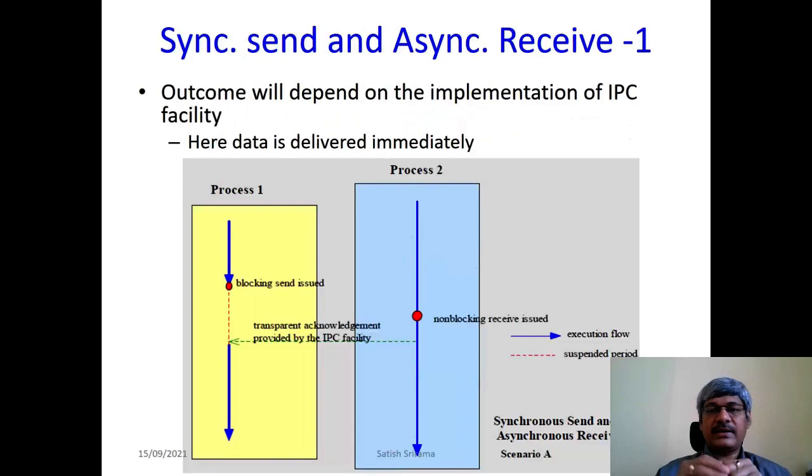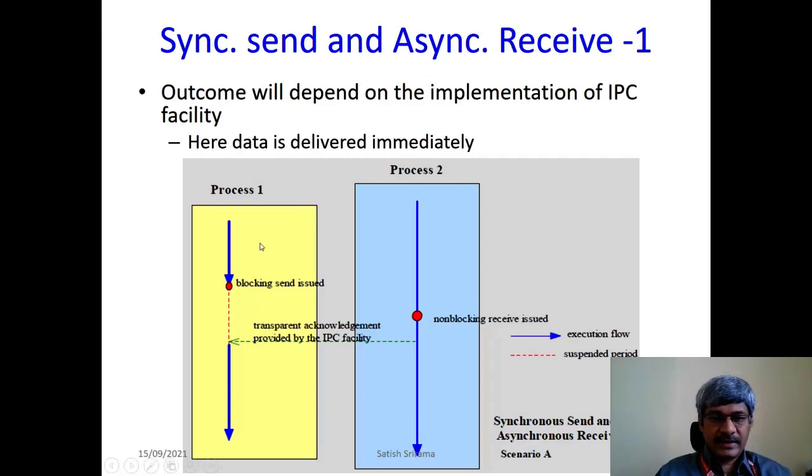Now let us look at the third approach. Here you are actually doing a synchronous send, so a blocking send you are issuing, and the receiving is an asynchronous receive, so a non-blocking receive. Here the outcome actually depends on the implementation of the inter-process communication facility. So there appear three different scenarios for that. Let's look at the first scenario.